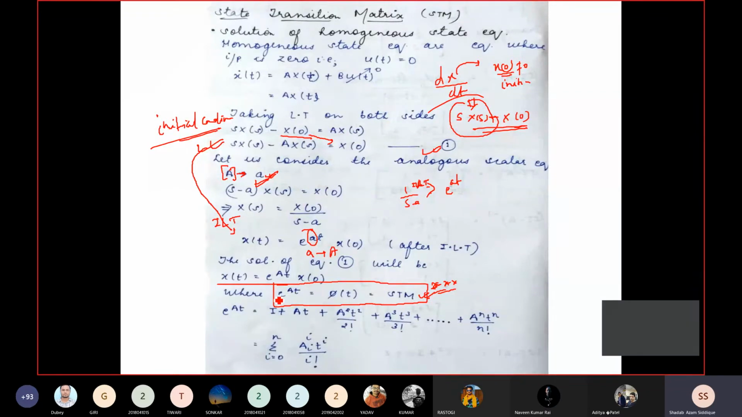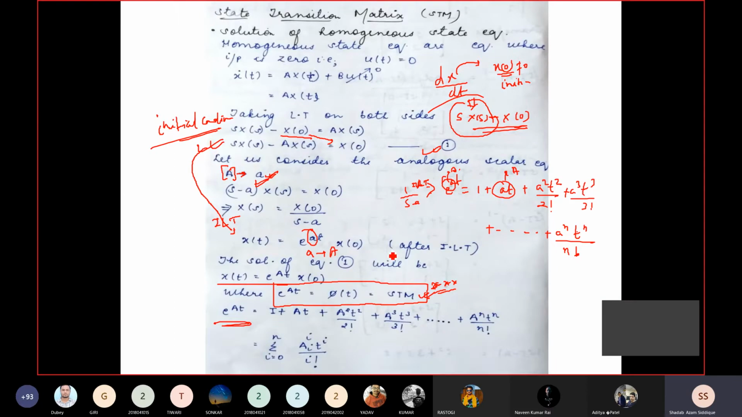Now, what is e to the power At? It can be written in equation form as 1 plus At plus A squared t squared by 2 factorial plus A cubed t cubed divided by 3 factorial, and so on, up to A to the power n t to the power n divided by n factorial. So if you represent the scalar with the matrix A, you get e to the power At equal to I plus At and so on.